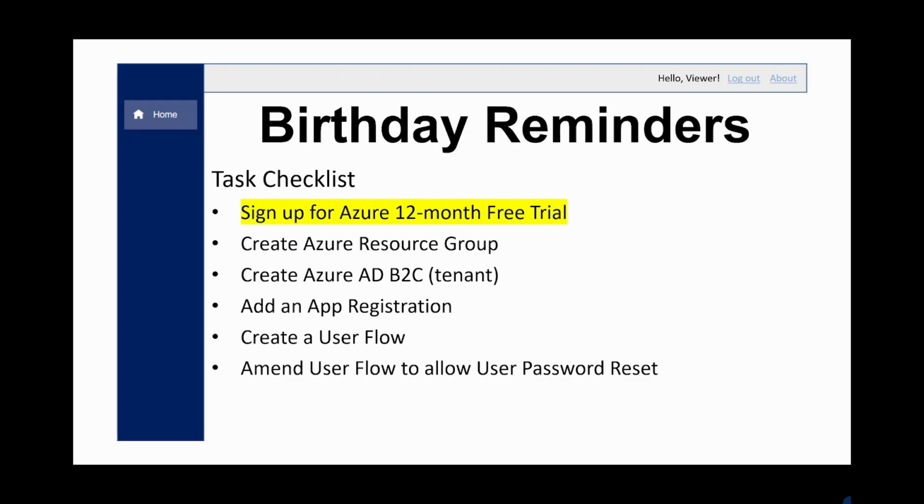So the first thing we need to do is to sign up for an Azure 12-month free trial if you haven't already got an Azure account. We'll then create an Azure resource group, then create the Azure Active Directory B2C, add an app registration, and then create a user flow. And then lastly, amend the user flow to allow the users to reset their passwords. I'll explain all these things in a little more detail as we go through. So the first thing is to sign up for an Azure 12-month free trial.